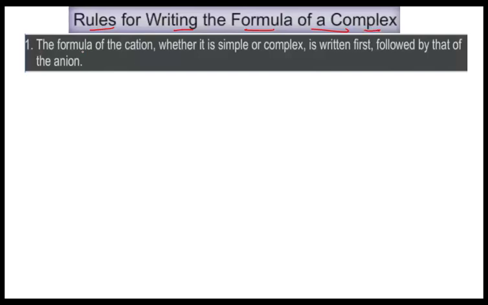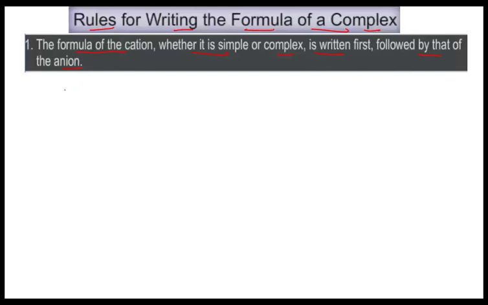The first rule is that the formula of the cation, whether it is simple or complex, is written first, followed by that of the anion. Simple means simple ions, and complex means species that have two different parts which are non-ionizable. So this is the first rule for writing the formula: we have to always write the cation first.